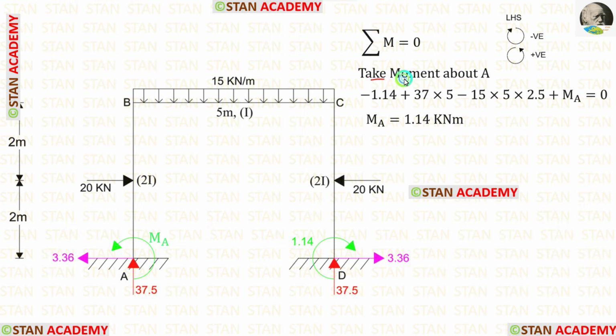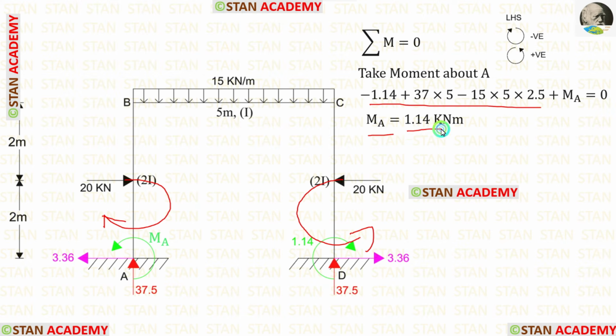Now let us take moment about A and find out MA. Let us assume that MA is acting in the anticlockwise direction. When we take moment, no need to consider these two loads, because this one is acting in the anticlockwise direction and this one is acting in the clockwise direction. Both of them will get eliminated, so no need to consider them. Finally, after the calculations, we are getting MA. For MA, we got a positive value. That means our assumption is correct.